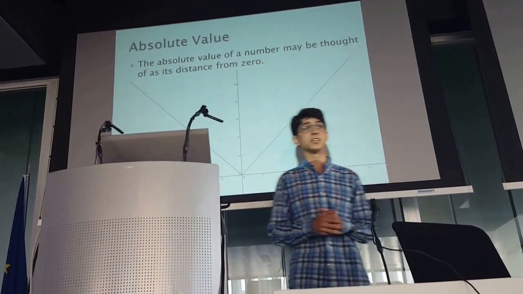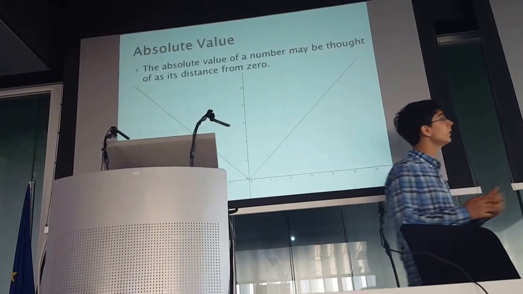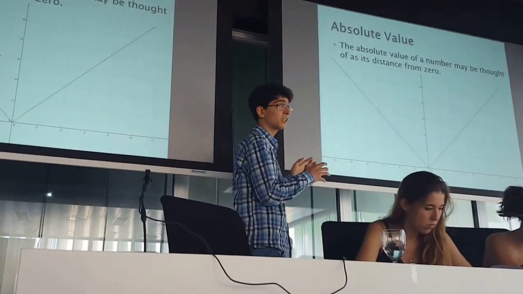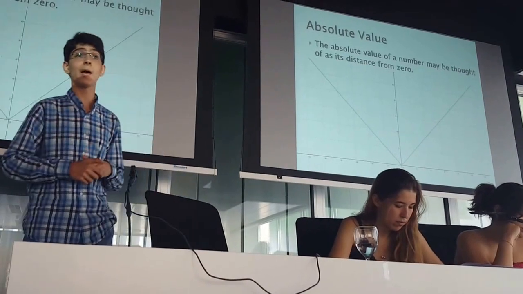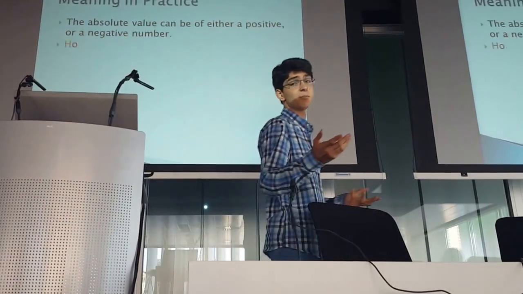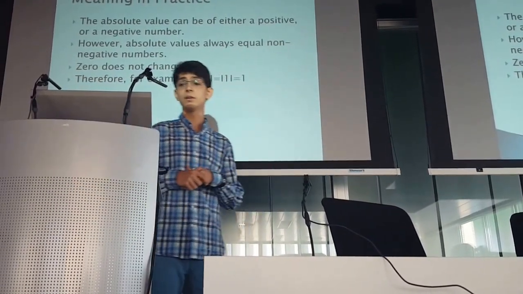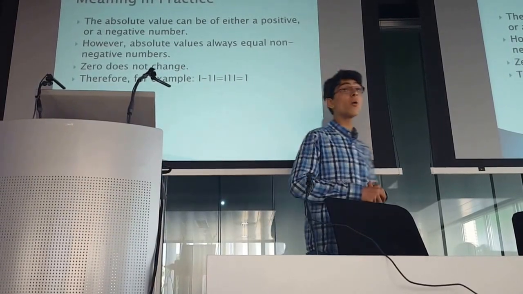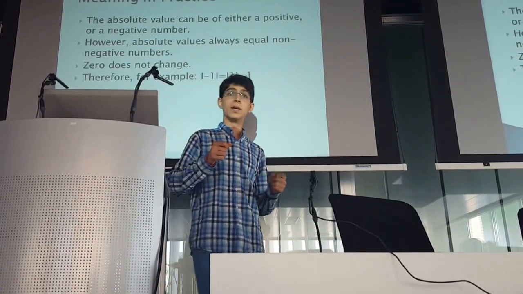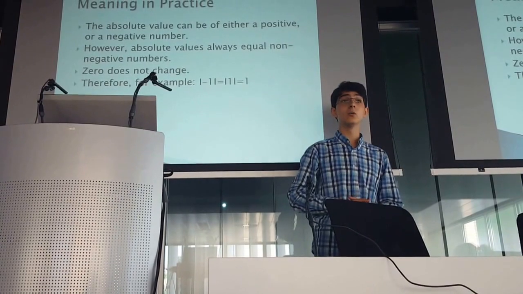It's a definition. The absolute value of a number may be thought of as its distance from zero. And now these words are expressed in this graph, and this graph is a function. The function is y equals the absolute value of x. And what it really means in practice, the absolute value can be of either a positive or negative number. However, absolute values always equal positive or non-negative numbers, so zero doesn't change. For example, the absolute value of -1 equals the absolute value of 1, which equals 1.